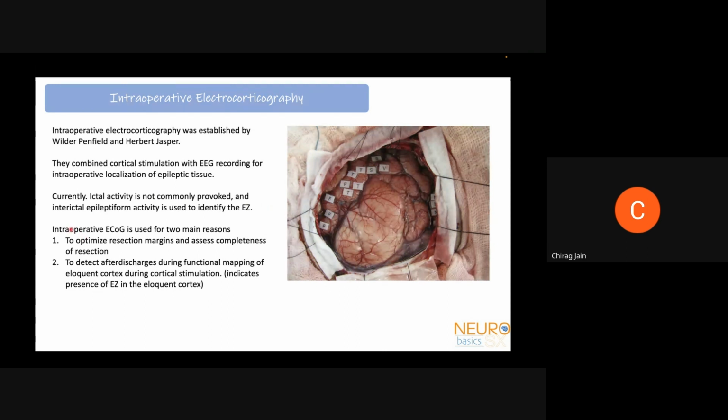So now currently intraoperative ECOG or electrocardiography is used for two main reasons. One is after you have completely resected, you can use it to confirm that resection is complete. The second is you can use it after cortical stimulation on a functional cortex and see if there are any after discharges. If there are after discharges, it indicates that within this functional cortex there might be an epileptogenic zone.